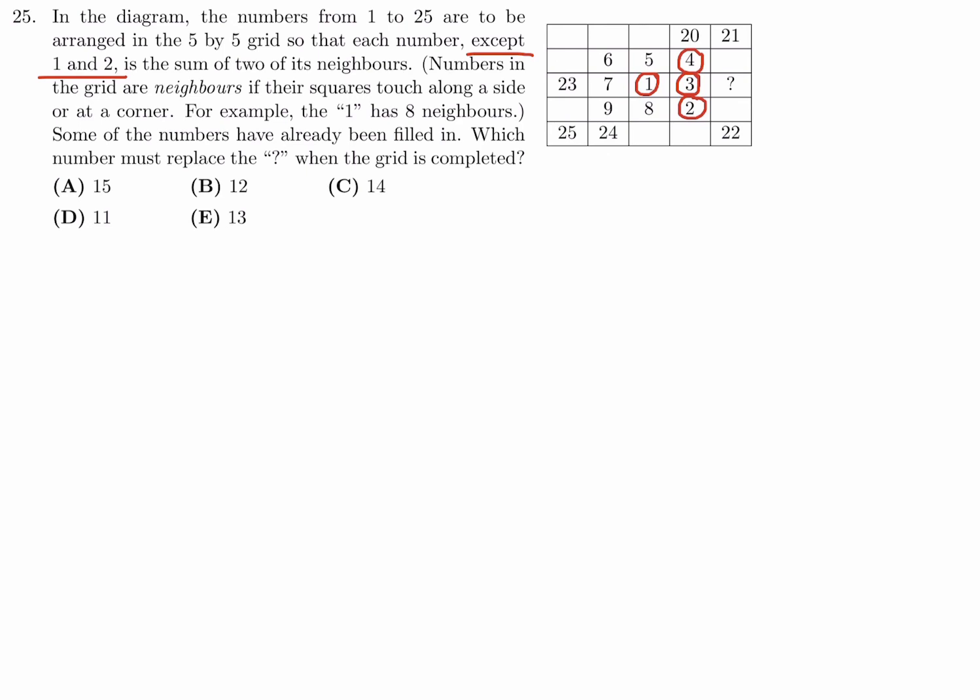So, for example, 25, what are the neighbors of 25? Any number that surrounds it. So this number, and this number. You see what I mean? So I just want to explain that. Hope you understand that neighboring system. Okay, now our task is to complete this diagram. So let's go for it.